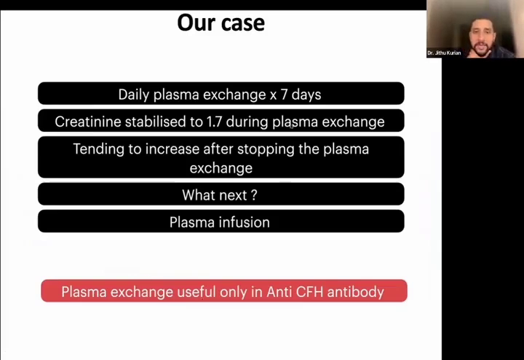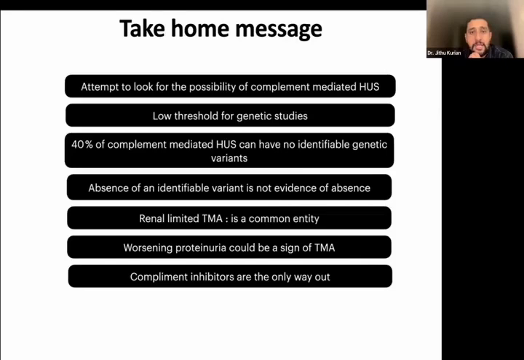So in our patient, we gave 7 days of plasma exchange, knowing that plasma exchange is only useful for anti-CFH antibody, which was negative, but we didn't have anything else to offer her. Currently, after plasmapheresis, her creatinine is continuing to rise, but during plasmapheresis, it was stable.